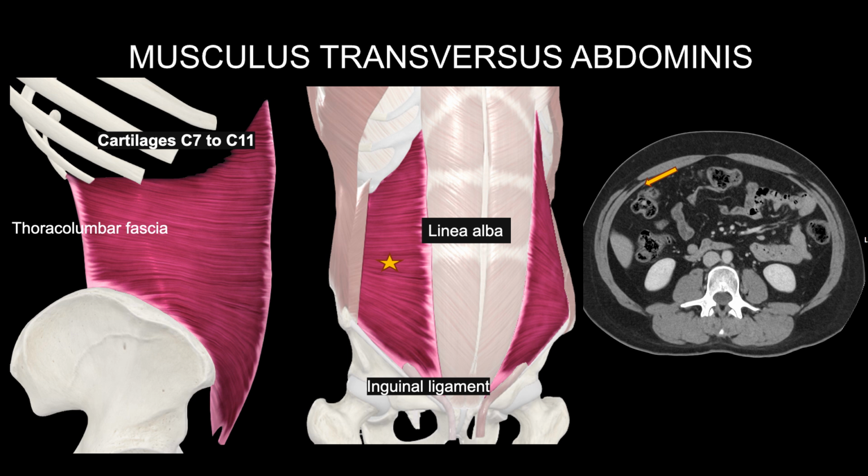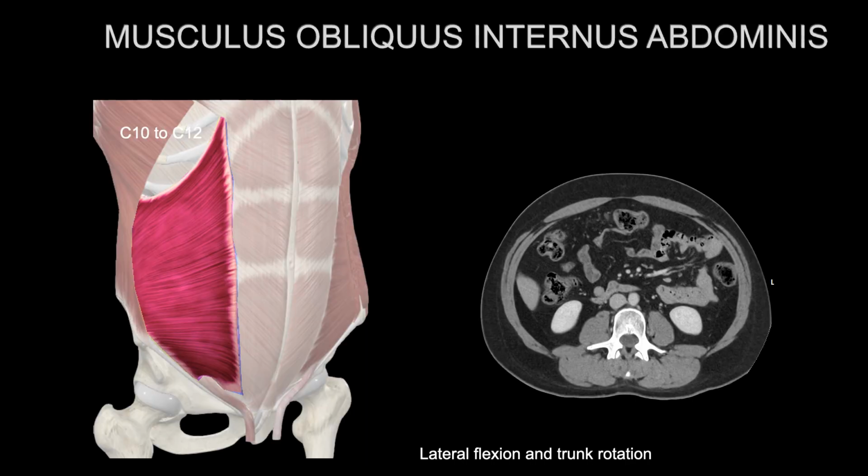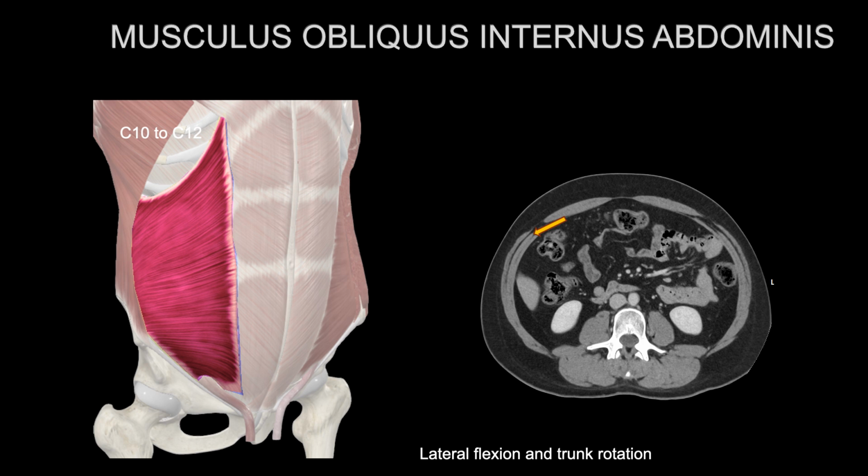More superficial is the internal oblique, a muscle involved in trunk rotation. It originates from ribs T10 to T12, also laterally from the thoracolumbar fascia and inferiorly from the iliac crest. These two muscles have a common anterior and lower insertion via a wide fascia.